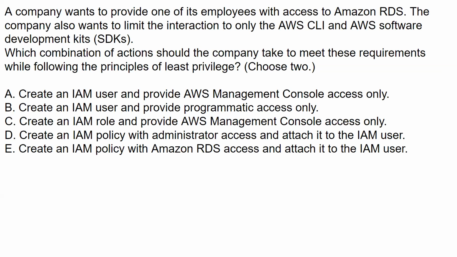A company wants to provide one of its employees with access to RDS. The company also wants to limit the interaction to only the CLI and software development kits. Which combination of actions should the company take to meet these requirements while following the principles of least privilege? Okay, create an IAM user and provide management console access only. Create an IAM user and provide programmatic access only.